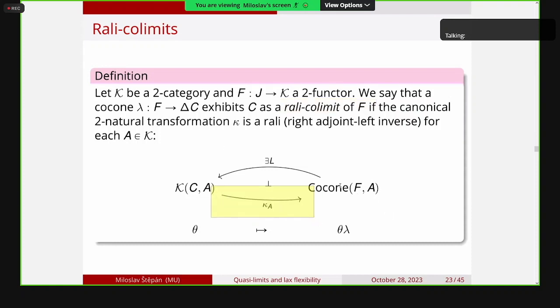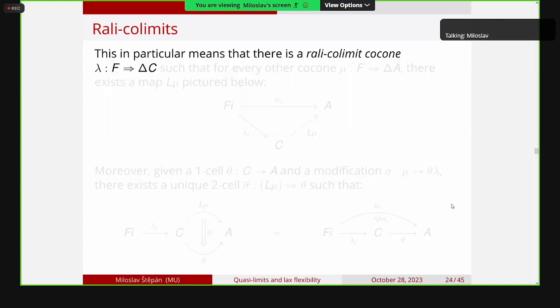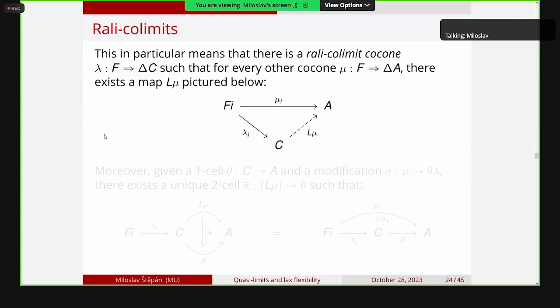functor is a Rali. And what does it mean? It's a shortcut for right adjoint, left inverse. So this means that I require this functor to have a left adjoint such that the counit is the identity. And I have written down what it in particular means. So we have this cocone, and we say that it's a Rali colimit cocone if for every other cocone there exists a map like this.